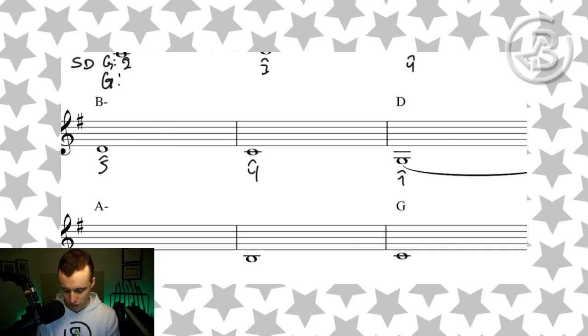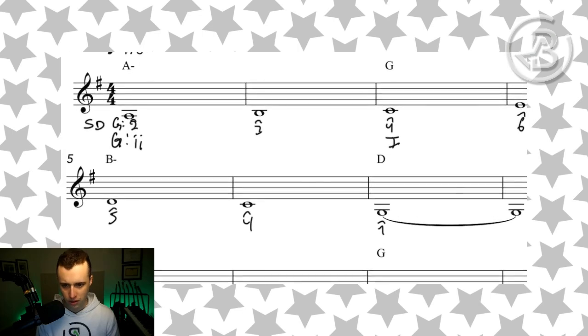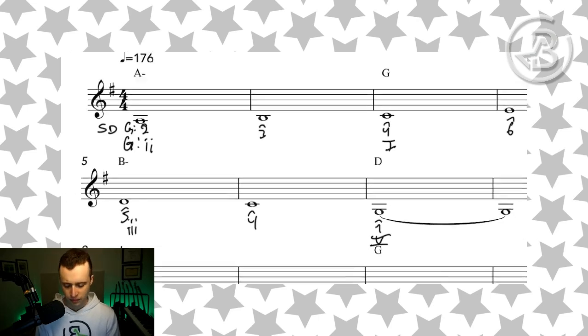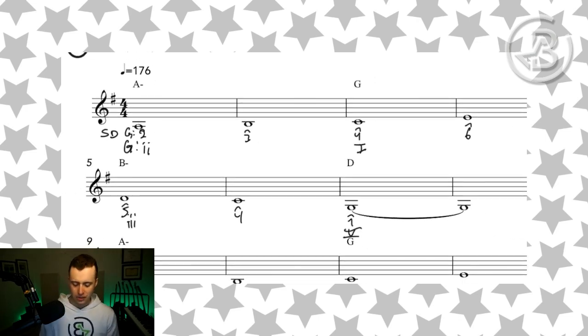Roman numerals. So we're going to call this 2. I'm going to call this 1. So A minor is 2, G is 1, B is 3, and D is 5. Okay, let's talk about some connections and actually look at this melody a little bit.